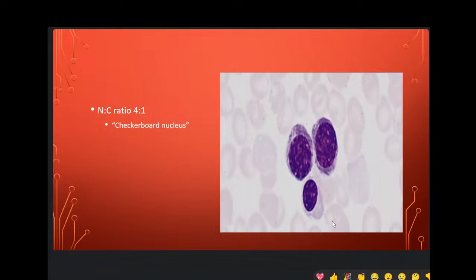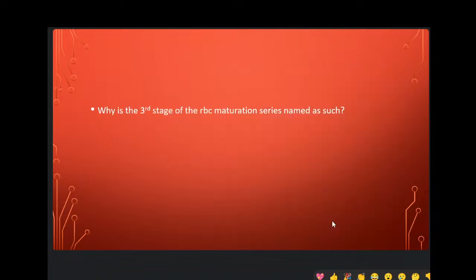Okay? Anyways, let's go to the next slide. Did you get why it's called checkerboard? Checkerboard, right? The nucleus, right? Anyways, let's go to the third stage.